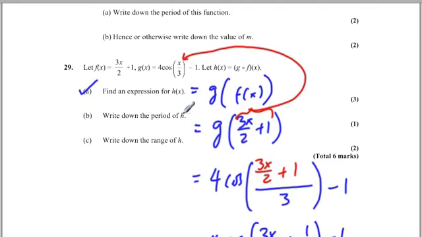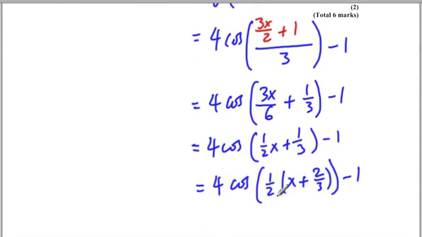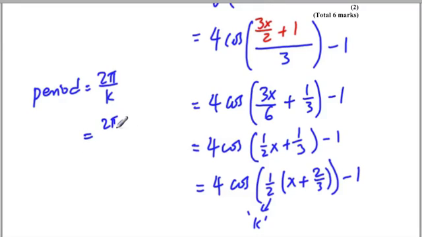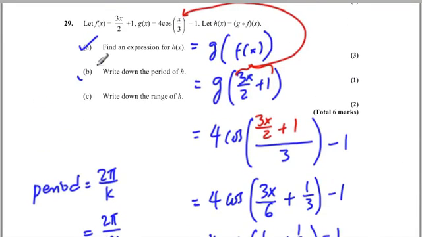Now, write down the period of h. So in order to find the period, remember that we need to first find what the compression factor k is. This is our k, so k is half. And if you recall, the period for a cos function is 2 pi over k, and it's 2 pi over half, which is equal to 4 pi. Excuse me, I just sneezed right there. But anyways, that's the period of h.